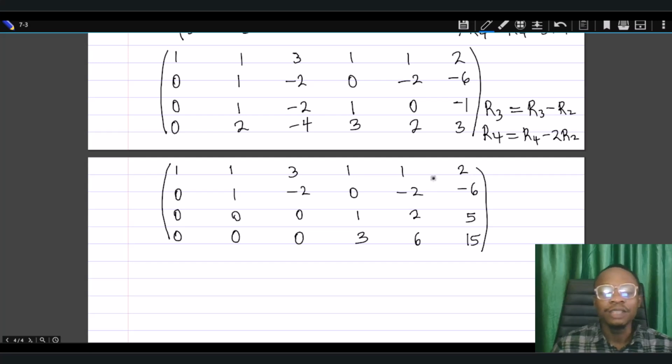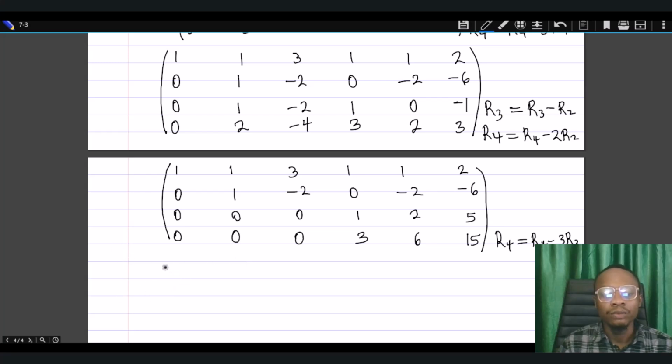And what else do we do? You can see the next, so this is non-zero, this is non-zero. The next non-zero element here, that is 1. So we use this one to reduce everything below it to 0. So to do that, we say this is R4 equals R4 minus 3R3. That ensures that this goes to 0. Okay, and with that we are good to go.